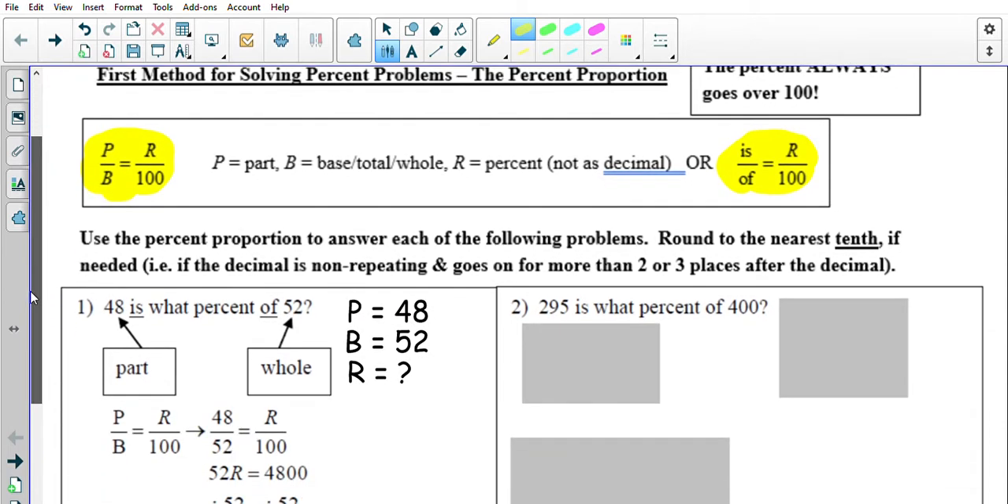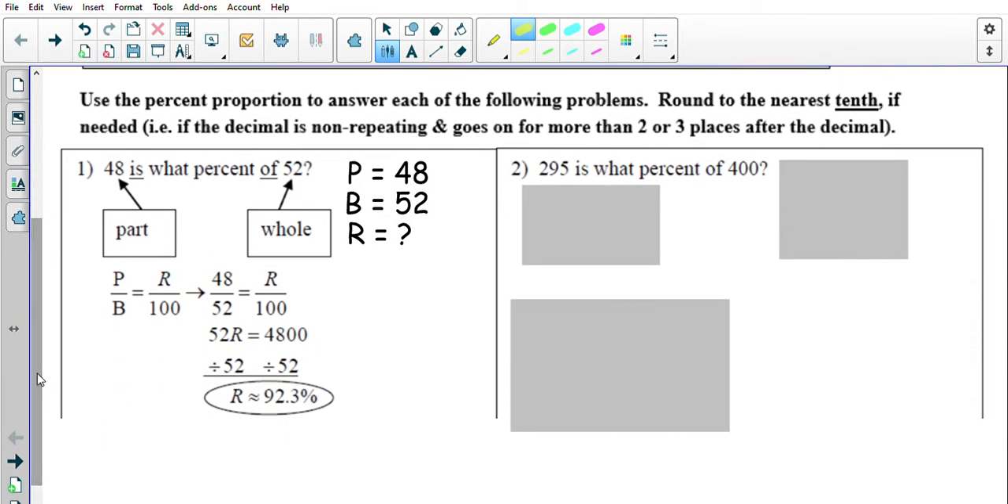So our directions for our examples we're going to see to start are to use the percent proportion to answer each of the following problems. We'll round to the nearest tenth if needed, and if the decimal is non-repeating and goes on for more than 2 or 3 places after the decimal, again, that's where we're going to round to the nearest tenth. Now what you're going to notice is there's going to be an example on the left that is done for us, and then the example on the right is going to be really similar to that.